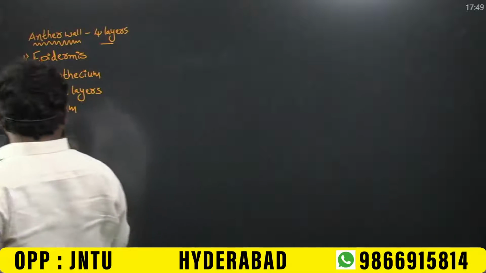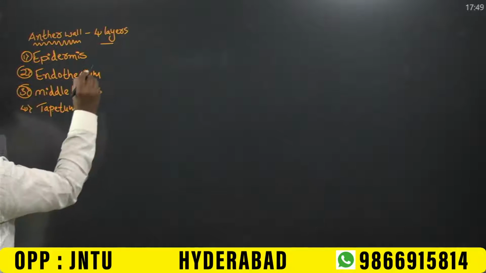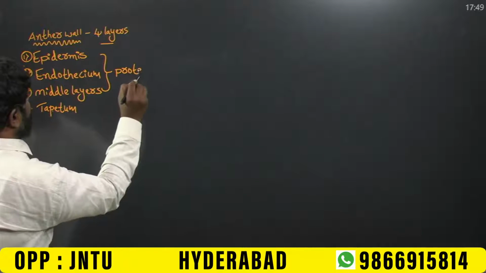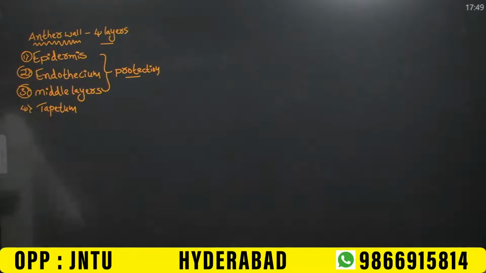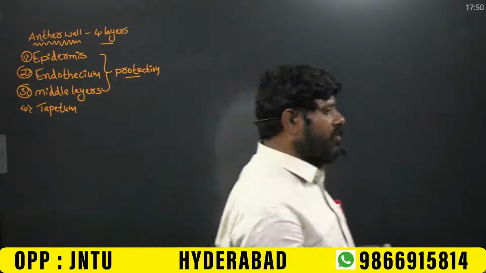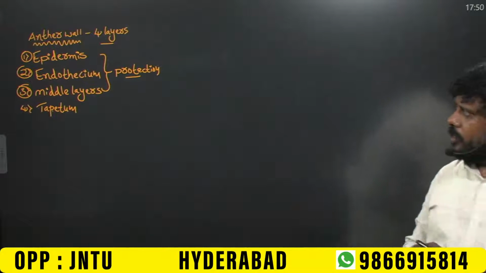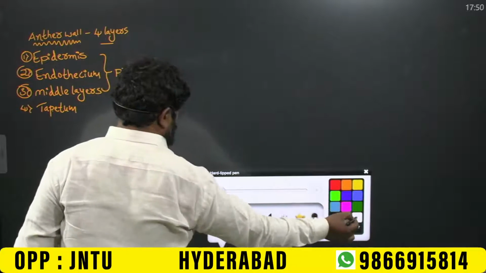These outer 3 layers, epidermis, endothecium and middle layers, all participate in protection. This is a very important point. Alternative functions are also there, but the main function of epidermis, endothecium and middle layers is protection only. It is a little bit important topic also.